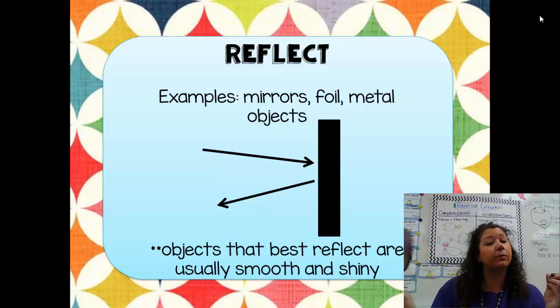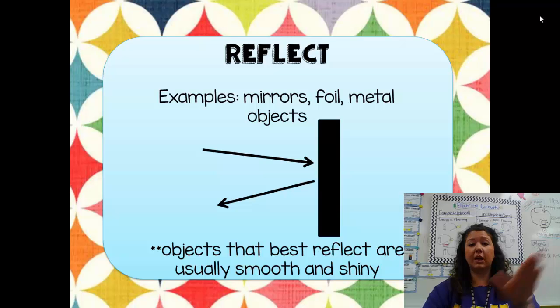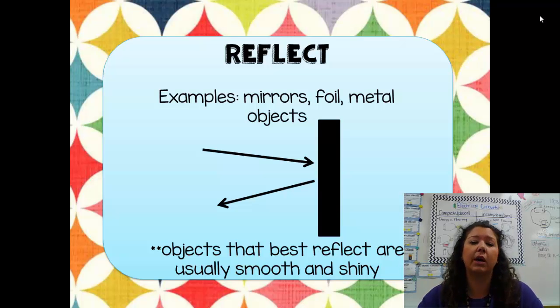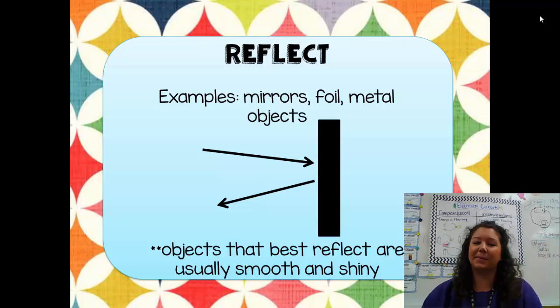It may not be like when we see ourselves in a mirror, but go find a spoon in your kitchen. Look in that spoon. What do you see? If your parents have a piece of aluminum foil, smooth that foil out. Look inside that aluminum foil. You're going to see a little bit of your reflection. So remember reflection, light hits the surface and bounces back.